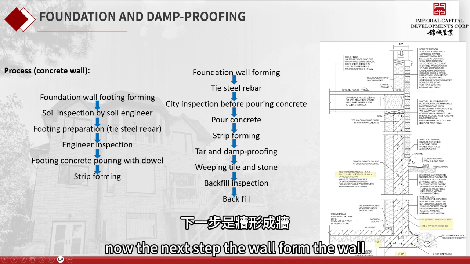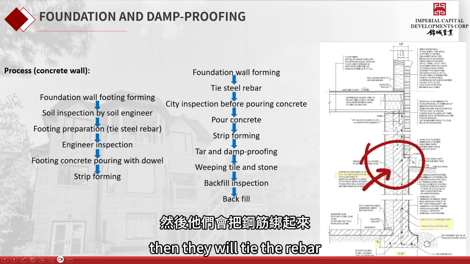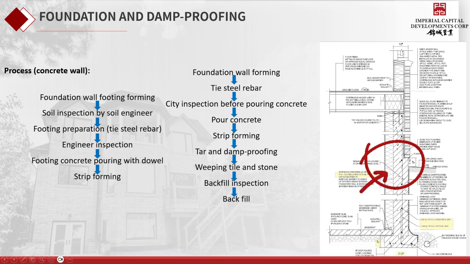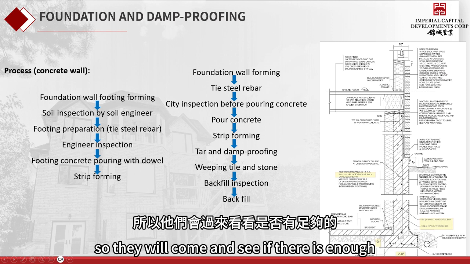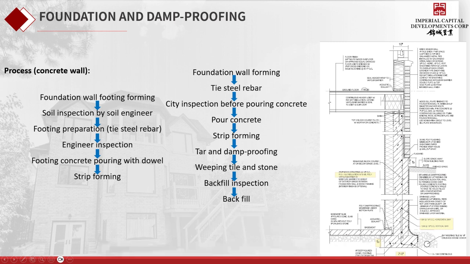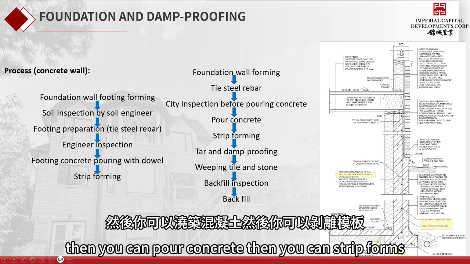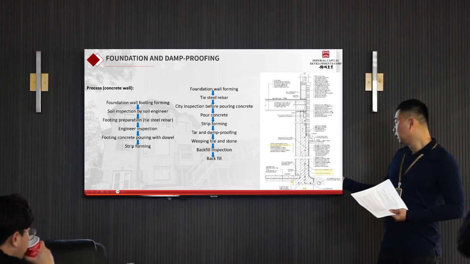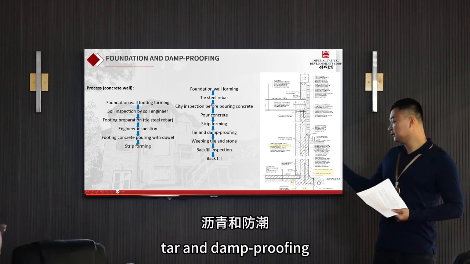And then in the next step, they will form their wall. Then they will tie the rebar. So before you close your wall, you call city inspections. They will come and see if there's a sufficient amount of rebar in the wall. If they pass this, then you can pour concrete. Then you can strip forms. You do tar and damp proofing.